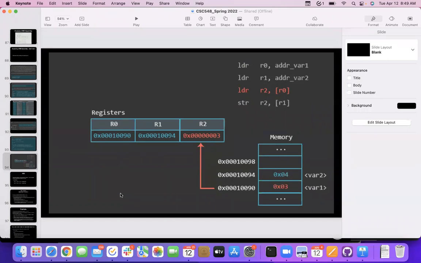All right, so this is a pretty good visual of what was happening on the previous slide. So any questions about that one?